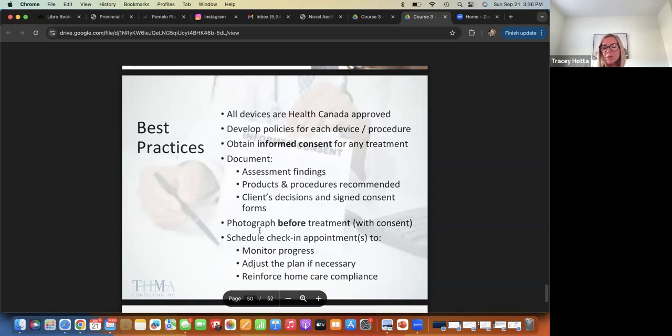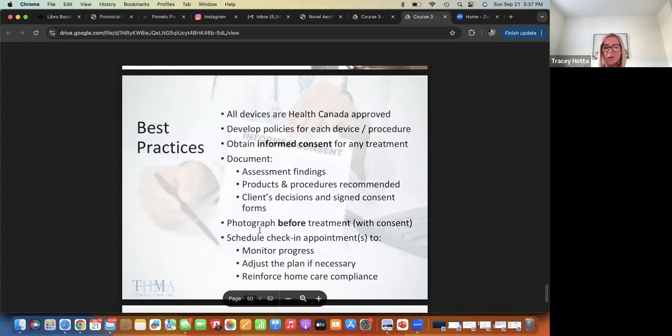Photograph before treatment with consent, of course. And we also photograph in between treatments as well. So we don't do it before every treatment, but we may do it, say, once every second or third treatment, just so that you can assess their improvement. It's good for you when you're learning, but also it's good for them to see the improvement in their skin as well. It's very easy to forget how your skin looked before you did any kind of treatment or even before you use any kind of skincare. So photographs, very, very important.